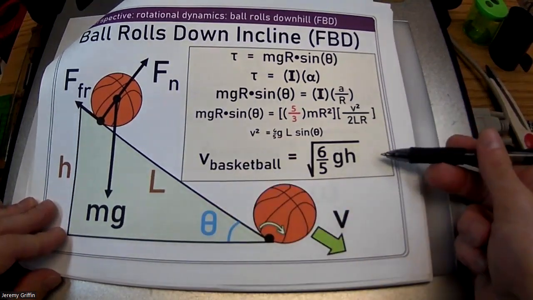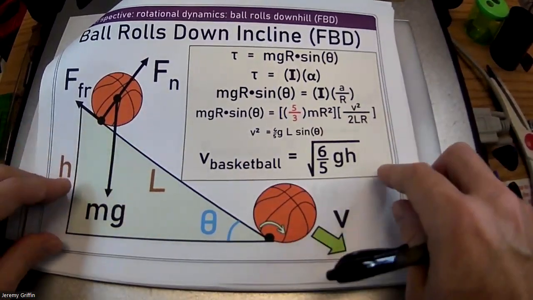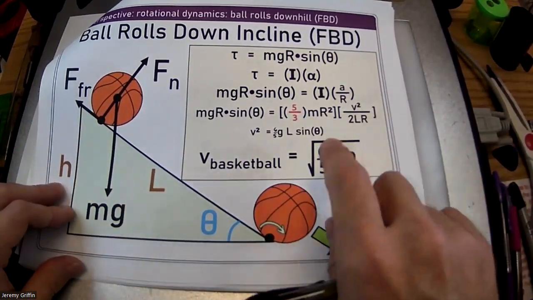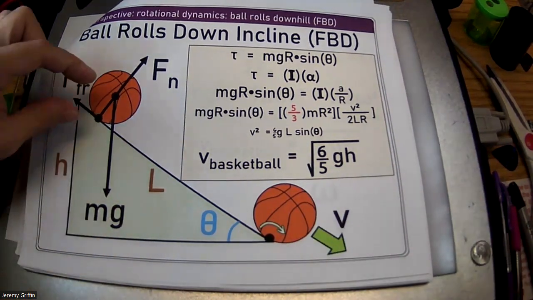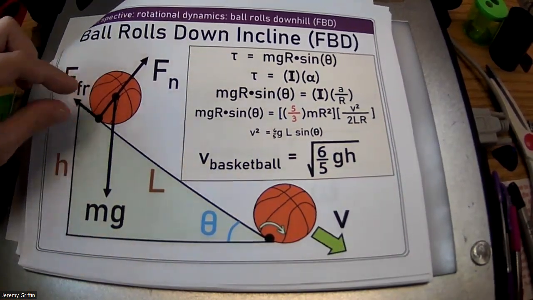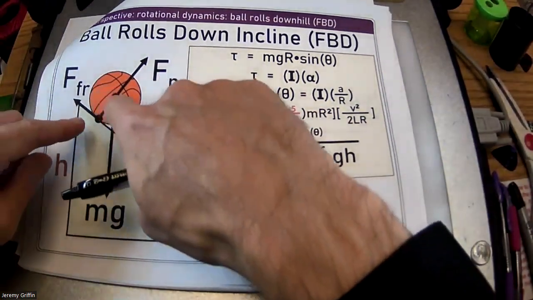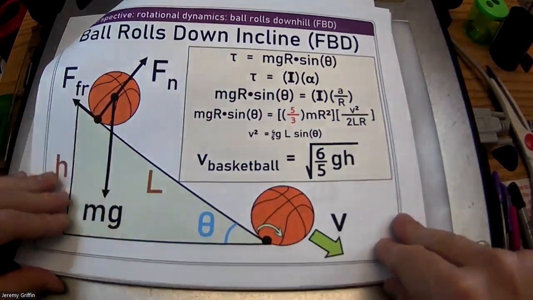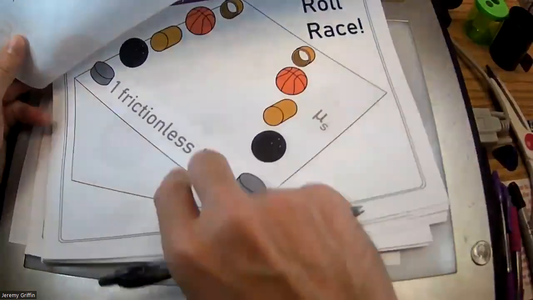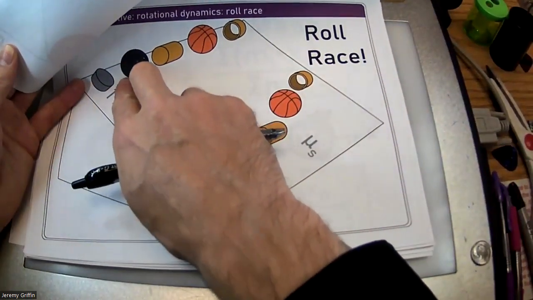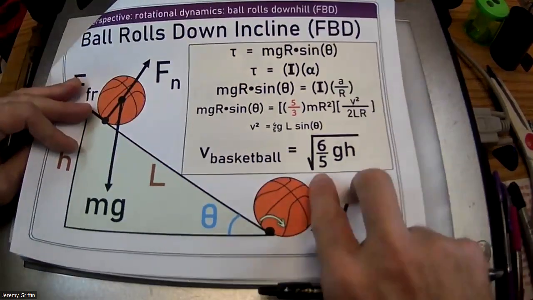You can get the speed of the basketball at the bottom, which is this expression here. Notice that the mass and the radius of the ball cancel out. So the square root of 6/5 gh holds for anything that's a spherical shell. If I put a ping pong ball next to the basketball, which is also a spherical shell, I bet they would roll down side by side all the way down. Just like a marble and a bowling ball, which are both solid spheres, would also roll side by side all the way down. The mass and the radius cancel out.